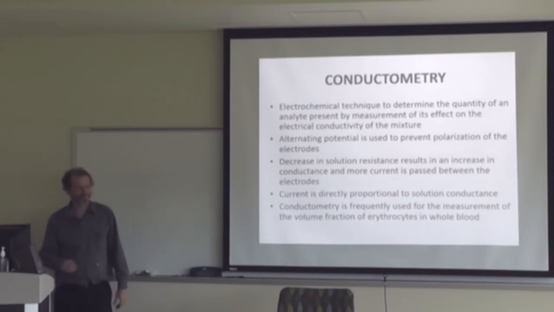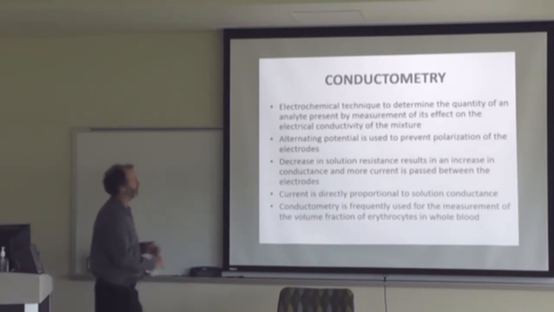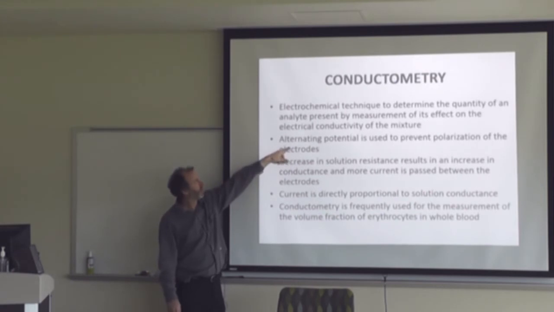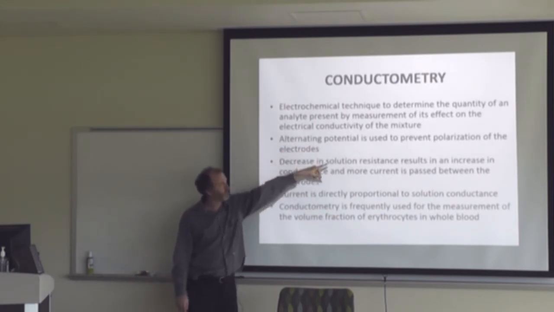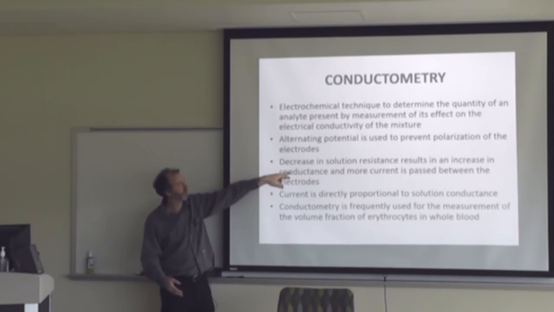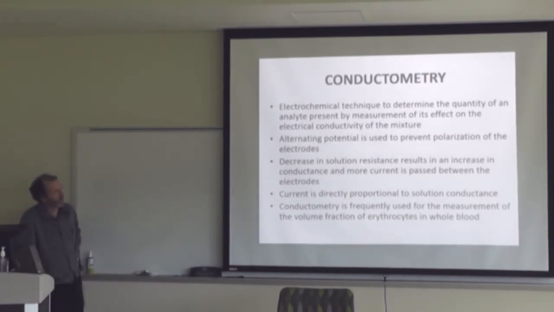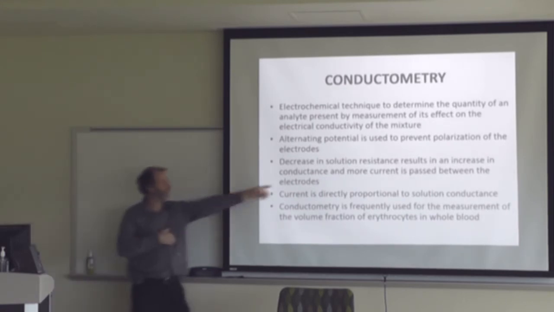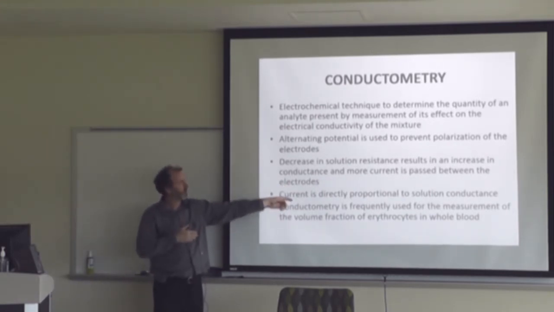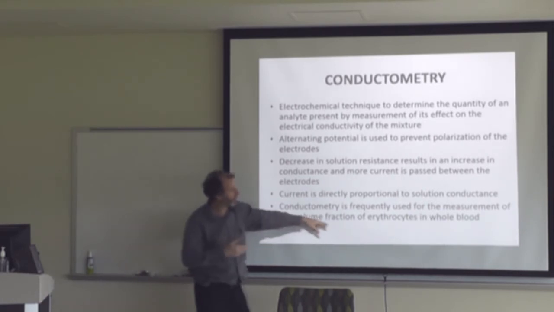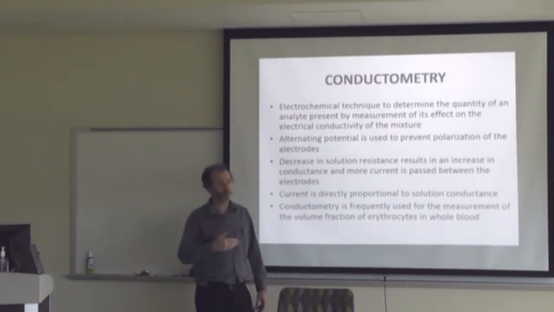Conductometry. So it's an electrochemical technique to determine the quantity of an analyte present by measurement of its effects on the electrical conductivity of the mixture. And you have alternating potentials used to prevent the polarization of the electrodes. Decrease in the solution resistance results in an increase in the conductance, and more current passes between the electrodes. The current's directly proportional to the solution conductance, and conductometry is frequently used to measure the volume fraction of erythrocytes in whole blood. Does that make sense?